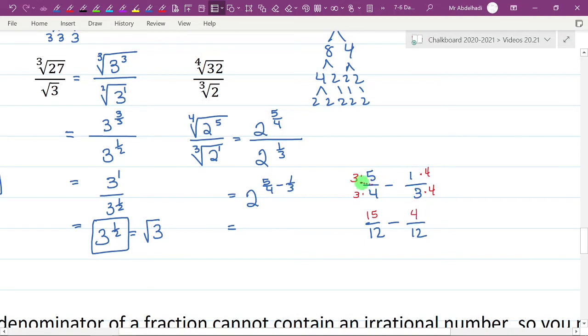See, you're multiplying by 3 over 3, which is a 1. You're multiplying by 4 over 4, which is a 1. So you're not changing the fraction, you're just changing the way it looks. So we now have 15 of these things called 12ths, 15 12ths, minus 4 12ths, which is 11 12ths. So you get 2 to the power of 11 over 12, and we're done. So what was impossible before is now possible because you know about rational exponents. Before, you couldn't divide these because they were different roots. But by getting the common base, you can change to rational exponents, and it's possible.